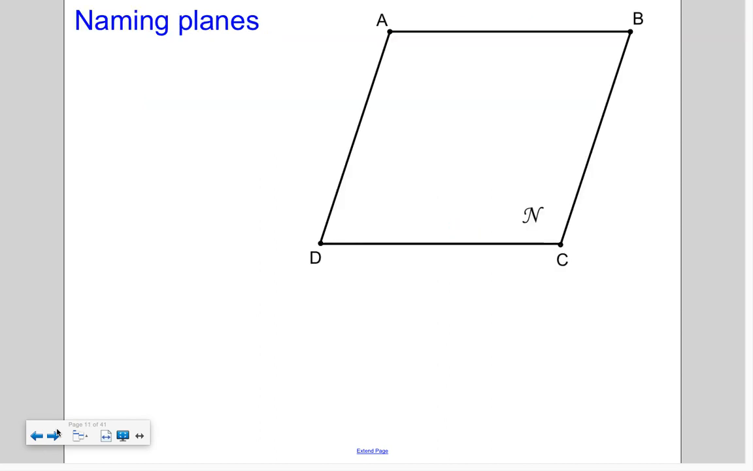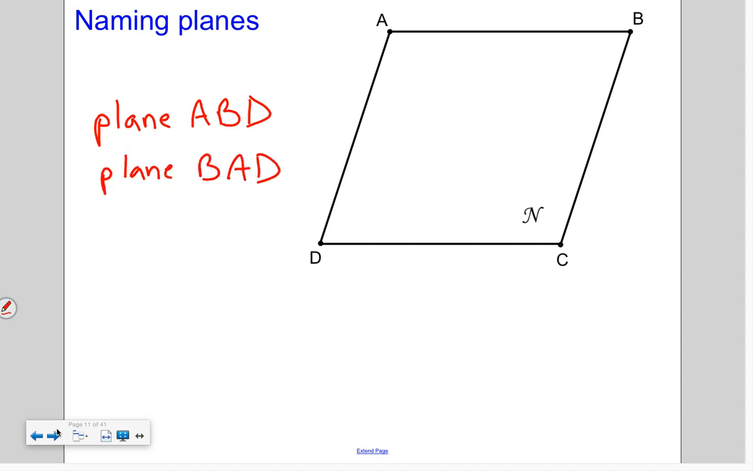The way that we name a plane, to name a plane, you need 3 points, and they have to be 3 non-collinear points. So I'm going to pick 3 points. I'm going to pick A, B, and D, and we're going to name it. This is plane ABD. It doesn't matter what order I write these 3 points in. You can name it plane BAD. It doesn't matter. You don't have to go clockwise or counterclockwise. You just have to pick 3 points that are not on the same line. So they have to be non-collinear. That's one way to name a plane.